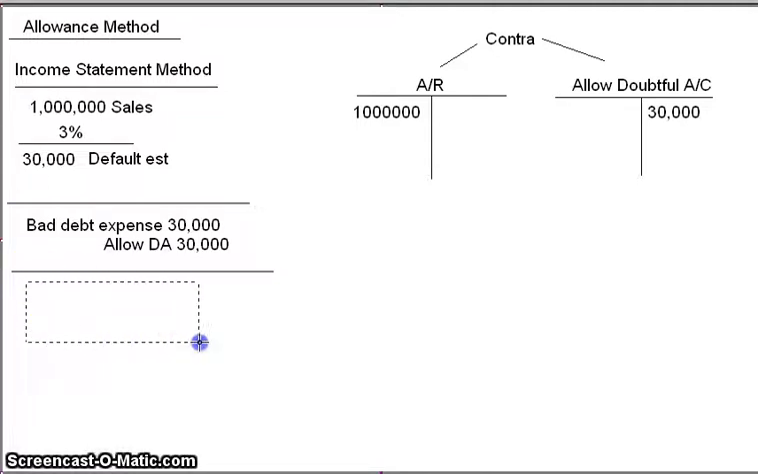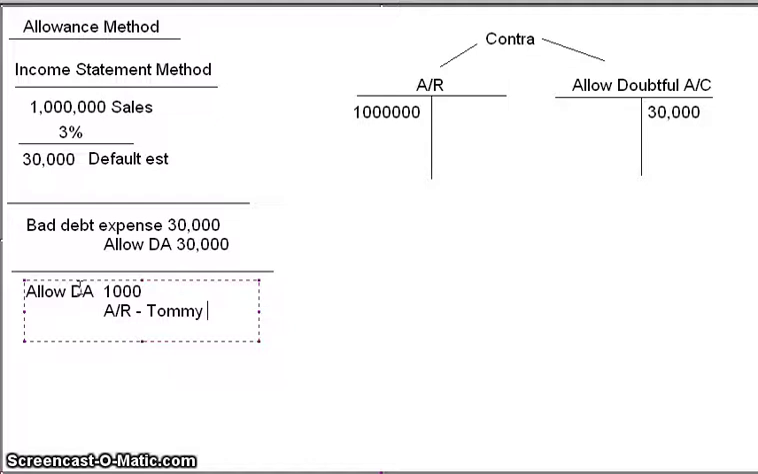All right, let's say little Tommy again owes us, we'll say $1,000. Little Tommy owes us $1,000 and he's going to default on his debt. Well, it's not going to be a debit to bad debt expense the same way it was for the direct write-off method, because we already captured our bad debt expense right here. So what we're going to do every time somebody defaults is start to use up our allowance for doubtful accounts. So let's say Tommy defaults for $1,000, and we've got accounts receivable, Tommy, $1,000 that we're taking off the books.